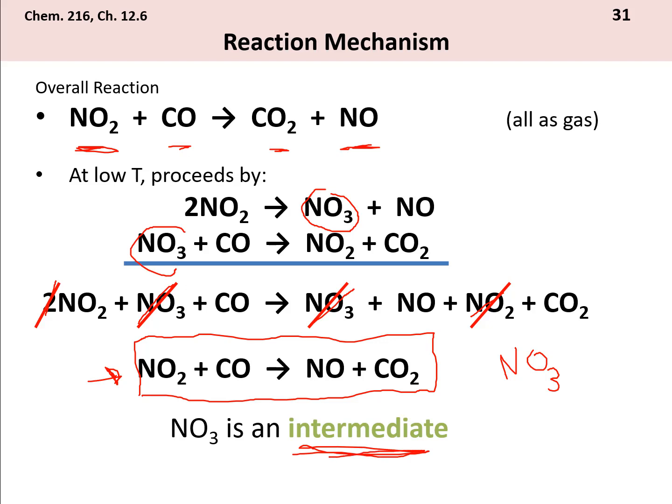It's kind of like cooking. You know, I take some flour, I take some eggs, I take some chocolate chips, and so on. I make some batter, and then I make cookies, right? That batter, that cookie dough, that's an intermediate, okay? That's not my final product. I need to make that in order to get to products, right? So in this case, NO3 is an intermediate because we formed it in one step and then it goes away.